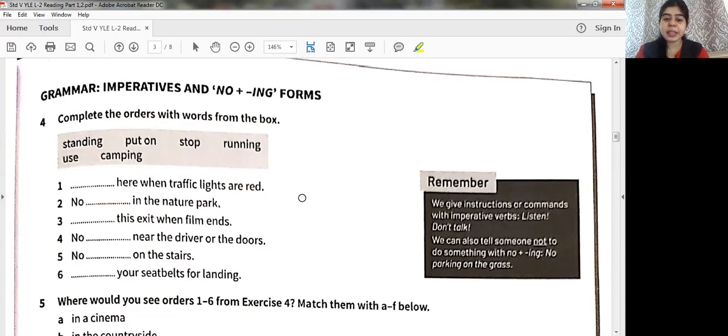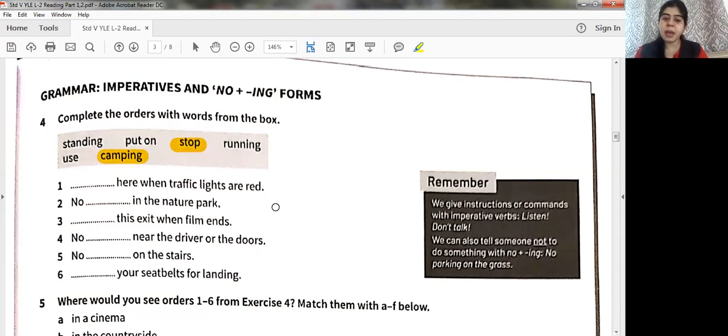Dash here when traffic lights are red. Students, on the road when the traffic lights are red, it means that we have to stop. So it is stop. No dash in the nature park. What does that mean, students? No camping. What's the meaning of the word camping? Camping means holiday, to take a rest. We go for picnics, or we even go somewhere to spend 2 or 3 days. So that is holidaying. So it says no camping, that is no holidaying in the nature park.